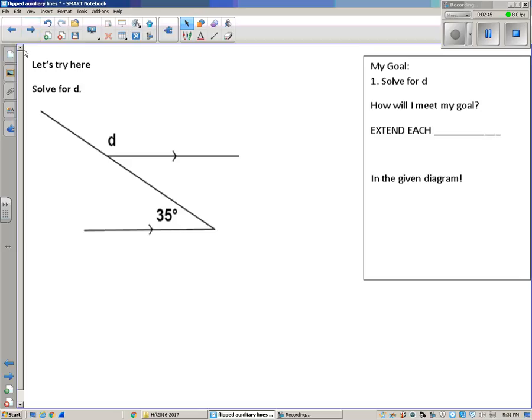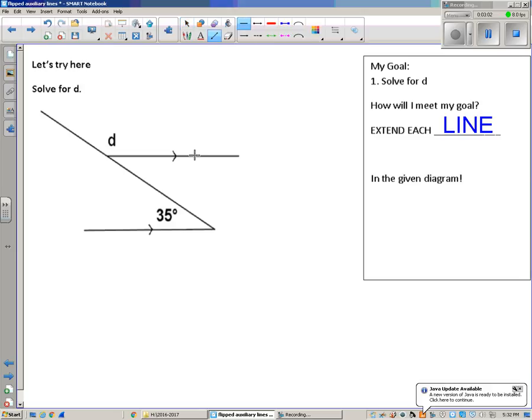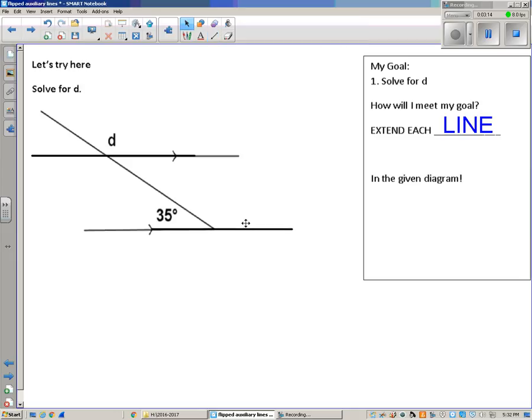So you'll see here, they want us to solve for D. My goal is to solve for D. I want that actual angle value. So the way I'm going to meet my goal is to extend any line that I see in this diagram. So I'm going to take my straight edge and I'm going to extend over any of the given lines. So there I'll extend a line. At the bottom here, I'm going to extend this other parallel line. And if I want to, I can even choose to extend my transversal, and I think I might. Here, might make it a little easier to see.